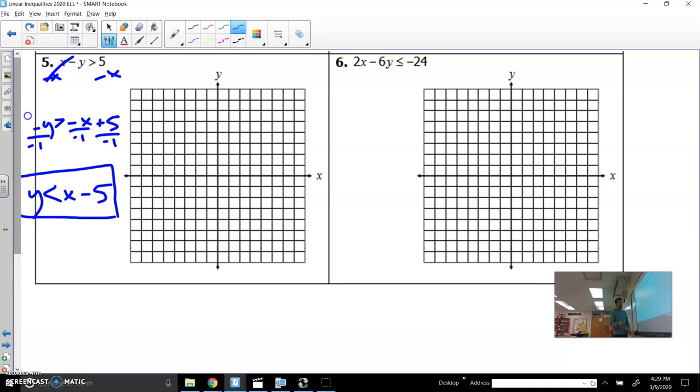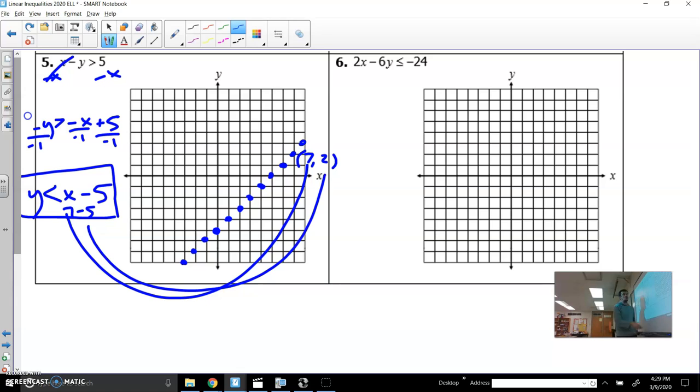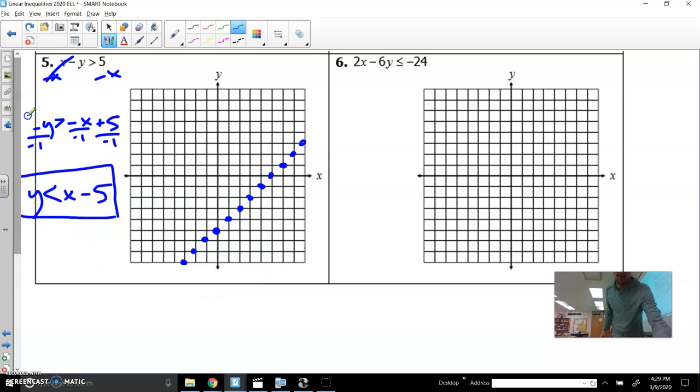So I'm now going to start at negative 5 right here. And then we're going to use that slope of positive 1x. I'm going to go up and right. Up 1, right 1, up 1, right 1, or down 1, left 1. So now I have some points, like for example, this is the point 7, 2, and if you plug in 7, 7 minus 5 is 2, so that's a way that you can double check that this is correct.